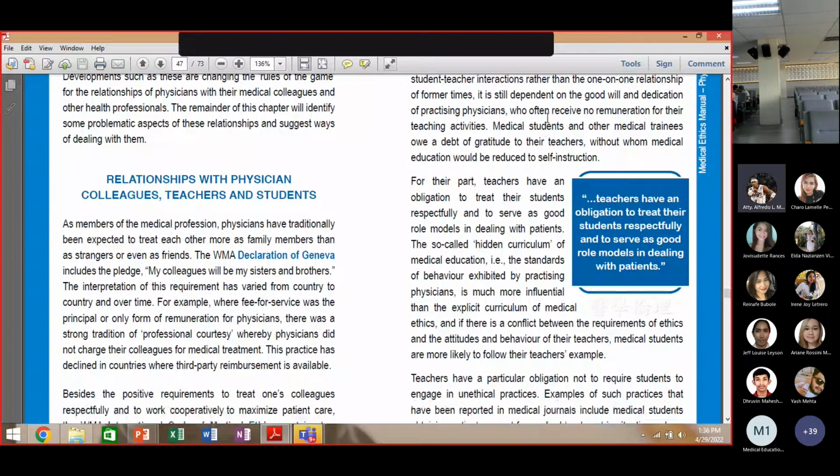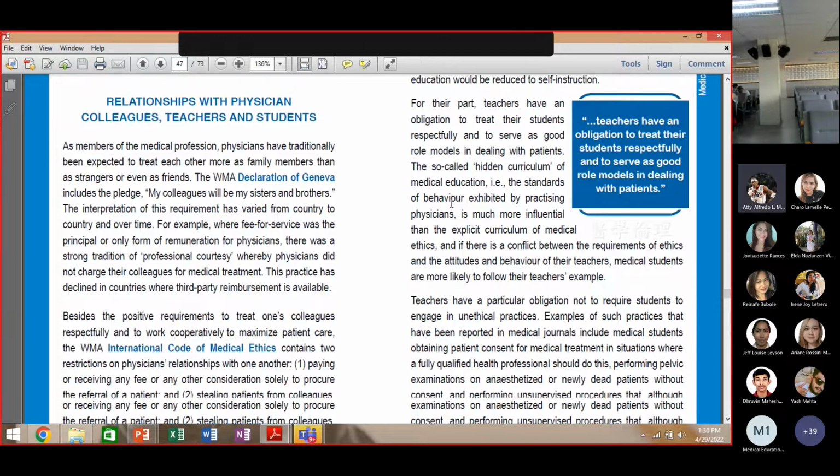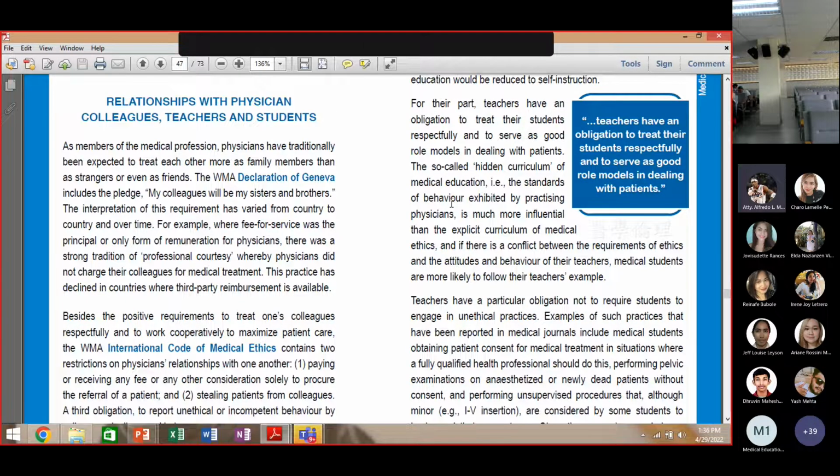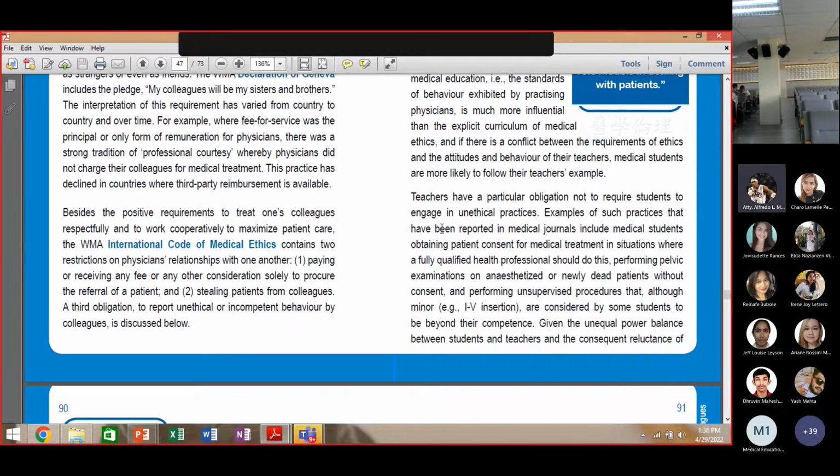So teachers have an obligation to treat their students respectfully and to serve as good role models in dealing with patients. Okay? Of course, teachers, class, are your role models. That's why in this profession, we really need better teachers. Okay? Teachers have a particular obligation not to require students to engage in unethical practices.